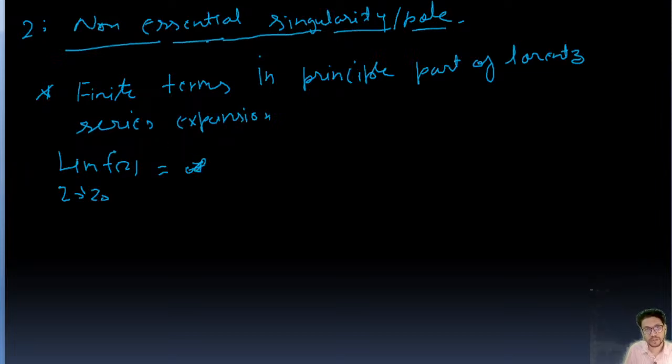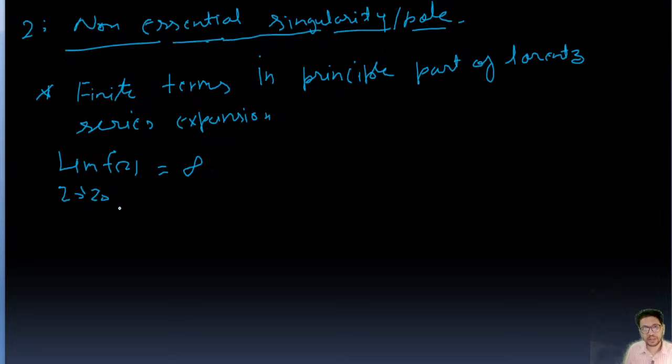Now I'm going to explain it by example. Also you need to know the order of the pole. If z equal to z naught is giving infinite, you have to find the order of the pole. So this is a non-essential singularity, a pole.